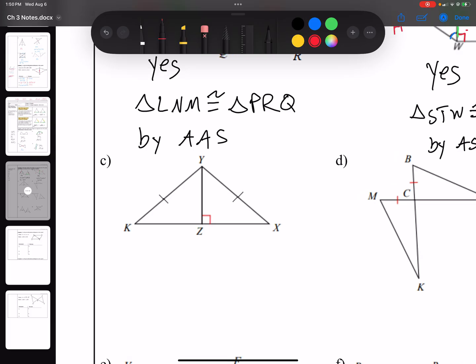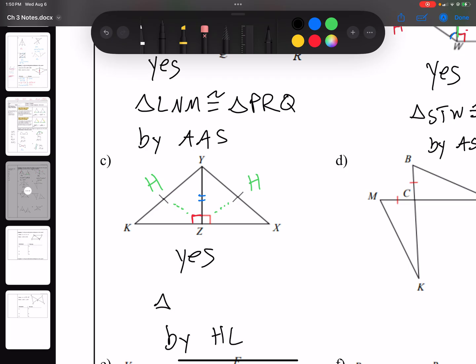C, we've got a linear pair, which means you can subtract from 180 and get that this missing angle must be 90. The angle next to it's 90, and it forms a straight line. 180 minus 90 is 90. Then they share a side. I'm allowed to say that side's equal to itself. Also, this is the hypotenuse. The side across from the right angle is the hypotenuse. The hypotenuse is congruent. A leg's congruent. So yes, those triangles are congruent by hypotenuse leg.